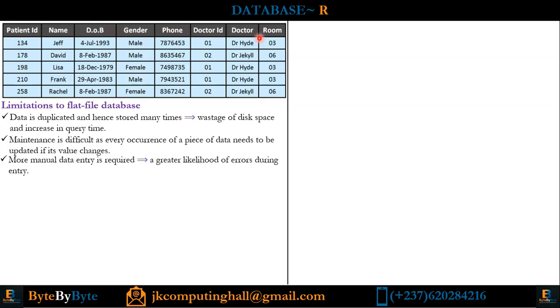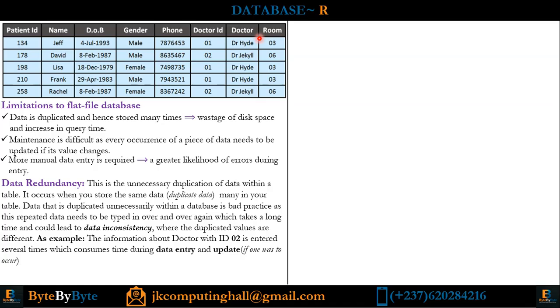Another one is that more manual data entry is required, which implies a greater likelihood of errors during entry. We know the error-prone nature of human beings. So if you have a lot of manual data to enter, it can lead to errors. And if, for example, you have the same doctor, but at a particular instance there is a difference in ID, this can lead to an error in the whole database.